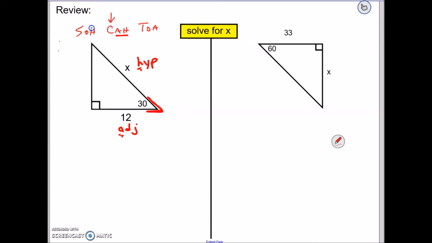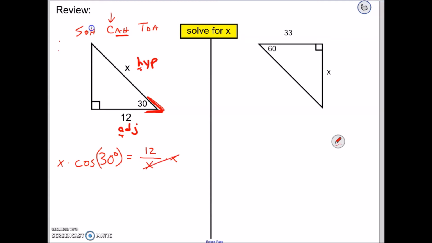Cosine has the adjacent over the hypotenuse. And so I'm going to say that the cosine of this 30-degree reference angle has to be the adjacent over the hypotenuse. Well, the adjacent was 12 and the hypotenuse was x. So that's the initial equation that I should get here. And now I'm going to try to solve for x. I want to do that by multiplying both sides by x. The reason I do that is to get it out of the denominator here.